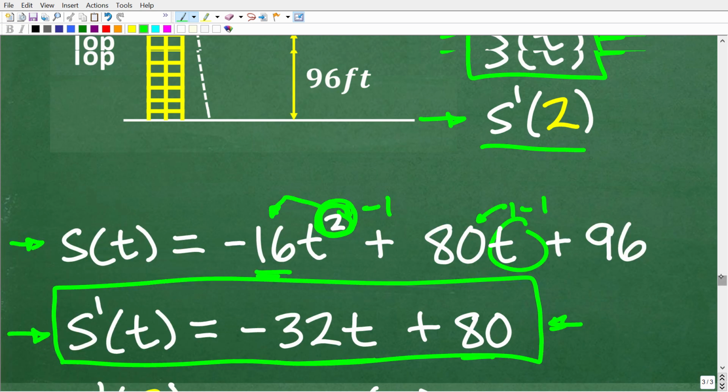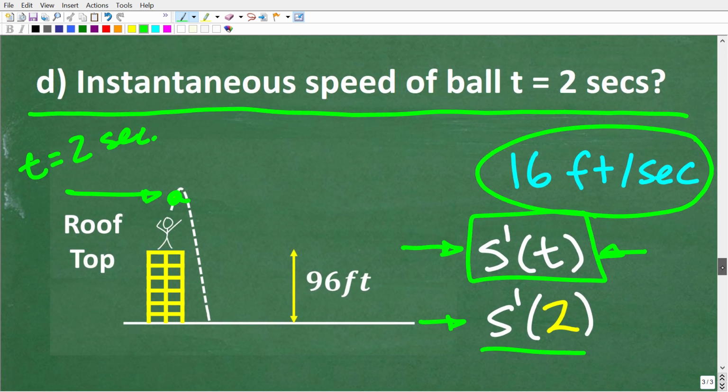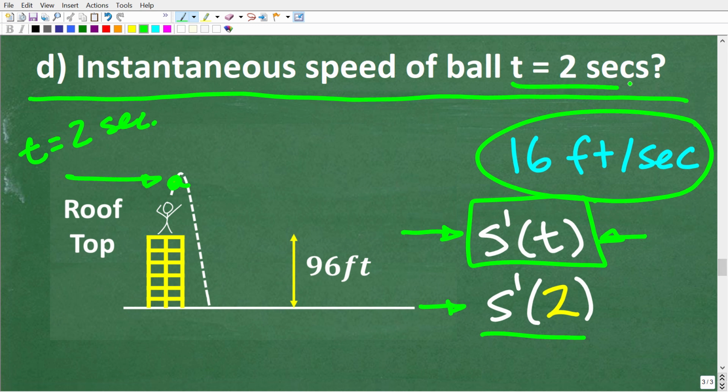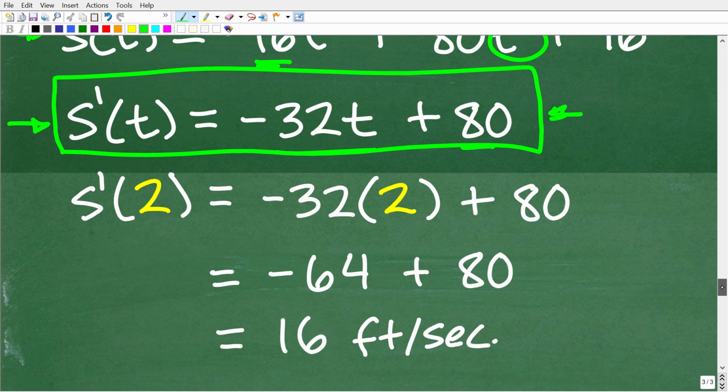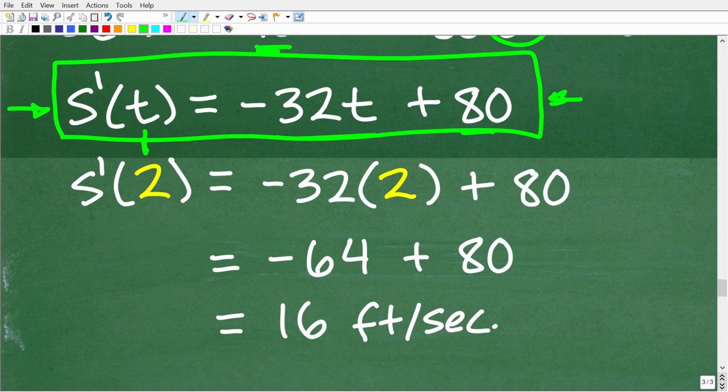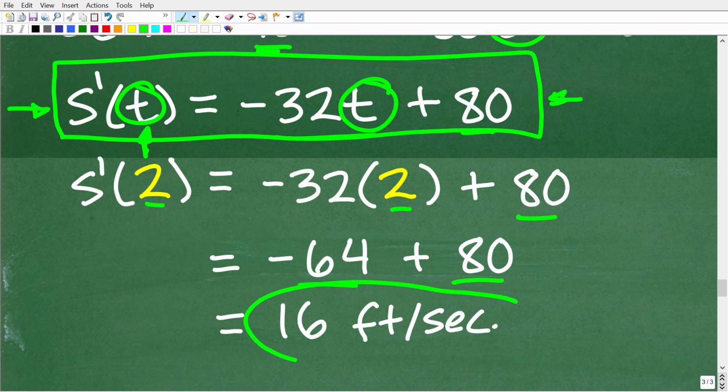So the question, again, is the instantaneous speed of the ball when the ball is 2 seconds into flight, or at 2 seconds, that precise moment in time, how fast is this ball going? All right, so all we have to do is literally plug in 2 for this t, right? Because this is in seconds. So here we'll replace t with 2. So we have negative 32 times 2, that's negative 64, plus 80. Negative 64 plus 80 is 16, or 16 feet per second. This is the instantaneous velocity of the ball at 2 seconds.